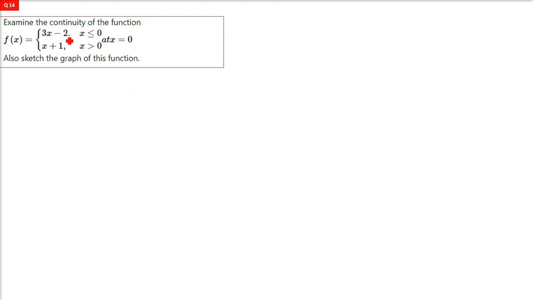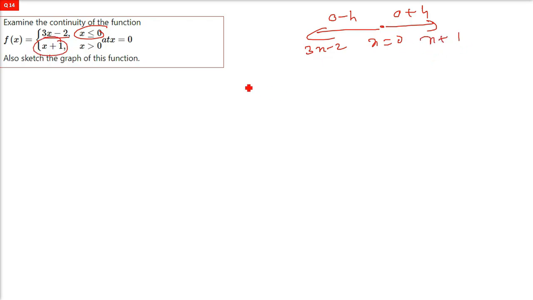Examine the continuity of the function at x equals 0. So we'll just do it quickly because x equals 0 and left, right will go left for left hand limit. So we'll use 0 minus h because we have to check at 0. On the right hand side, we'll apply 0 plus h because we have to check at 0 only. On the left hand side, when x is less than or equal to 0, you will use x plus 1, 3x minus 2. On the right hand side, we are going to use x plus 1. So 3x minus h, replace x by 0 minus h.